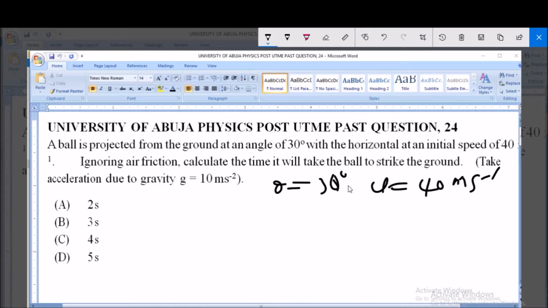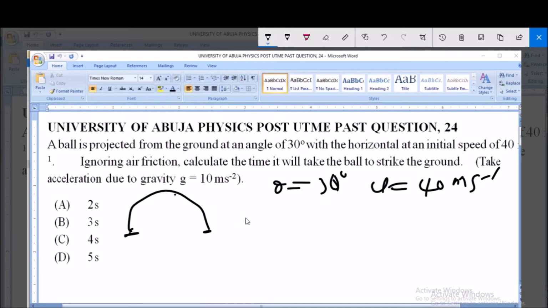Now, ignoring air friction, calculate the time it will take the ball to strike the ground. What it means is, let's say the ball was projected from this point. The time it will take the ball to go from this point and strike the ground on the same base is what you are asked to find.